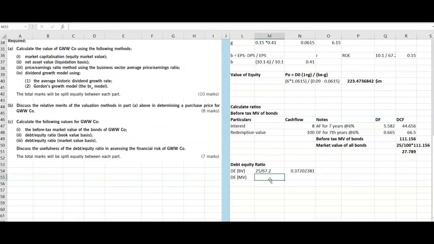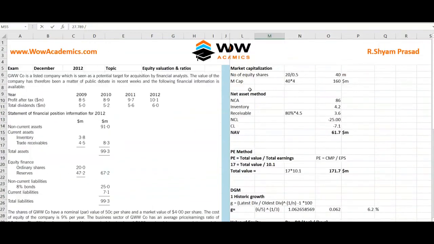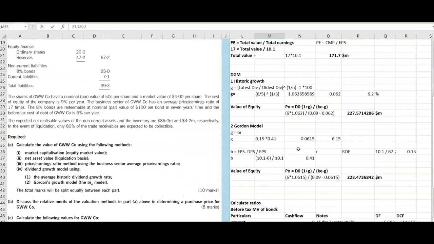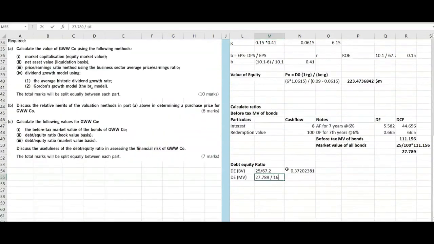And for market value, we have to get the market value of debt. The market value of debt is here. So we can take that number. It is 27.789 divided by the market value of equity is what we calculated on the top. So it comes to 160 here. So we can take that number. So we have got our answer.